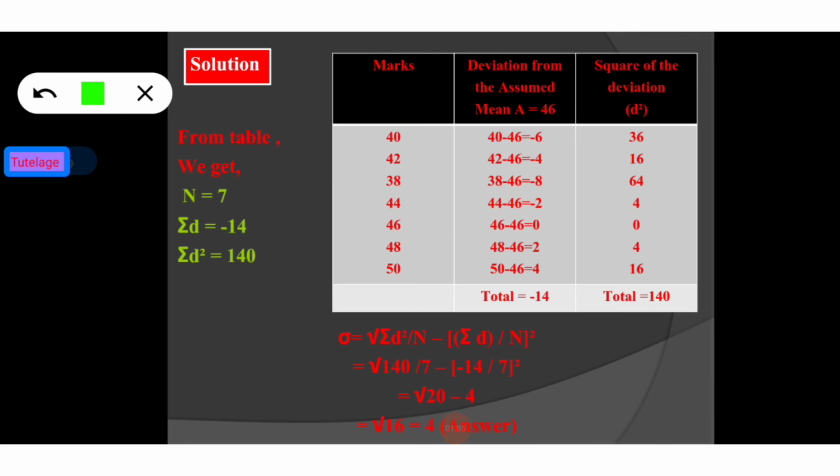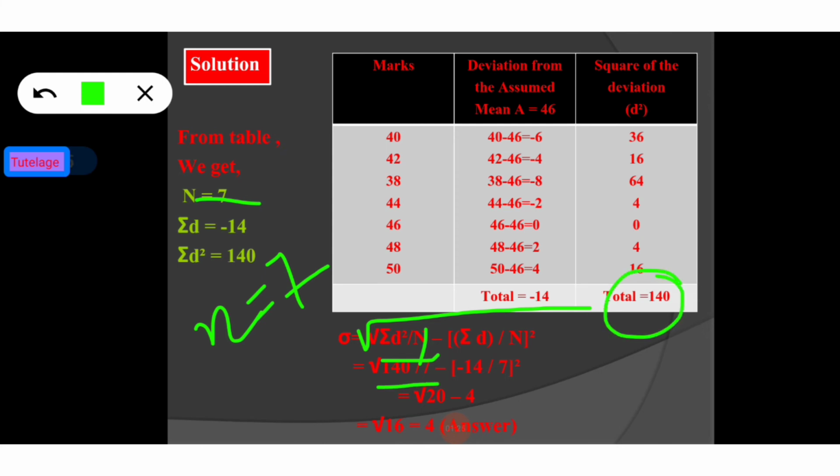So now going to the formula of the standard deviation. Here we get small n equals 7 because there is no frequency. Now going to the formula, root over summation d square by n minus summation d by n whole square. So summation d square is 140, 140 by n, that means 140 by 7, which equals 20, and summation d by n, that means 14 by 7, which equals 2, and 2 whole square is 4. So root over 20 minus 4, which equals 16. So root over 16 means 4. So 4 is the correct answer for this particular problem.